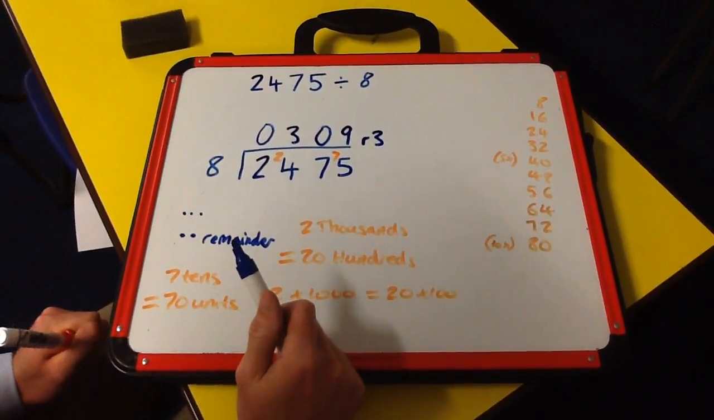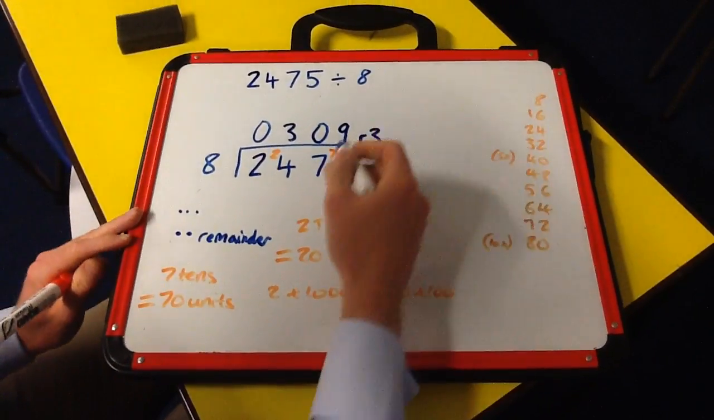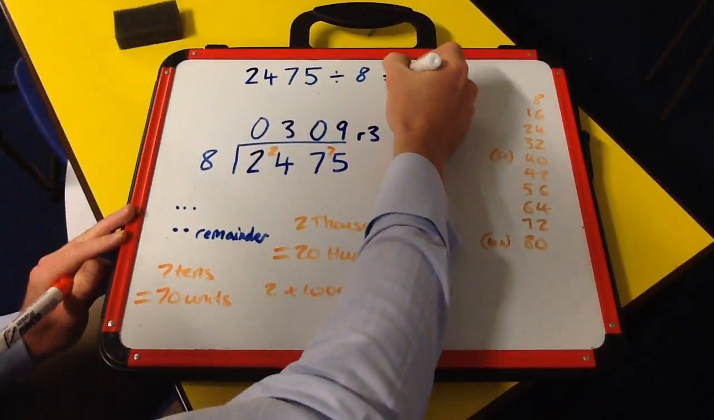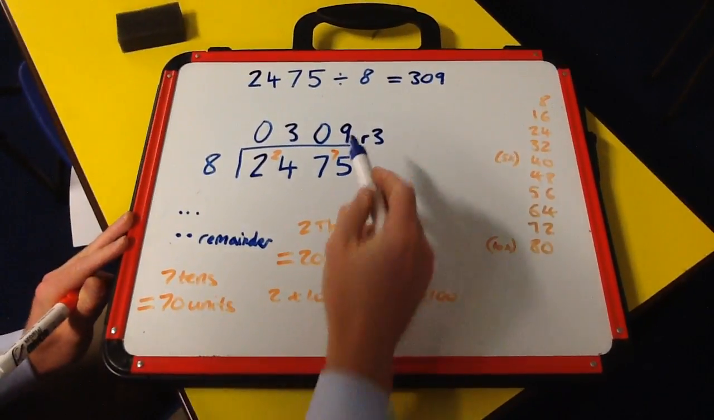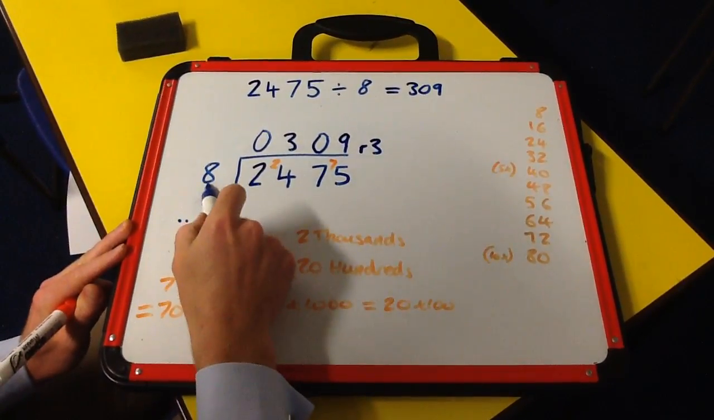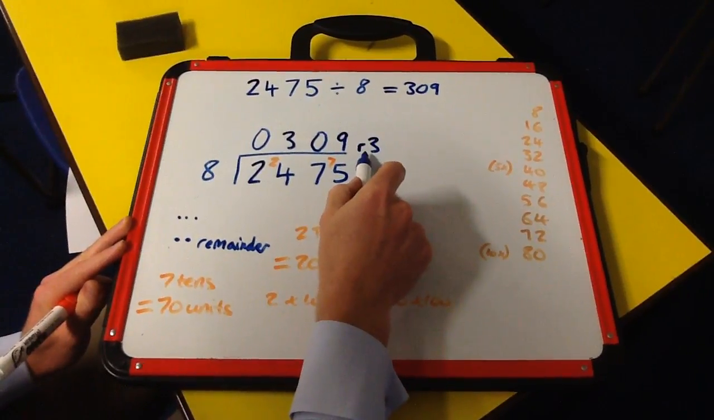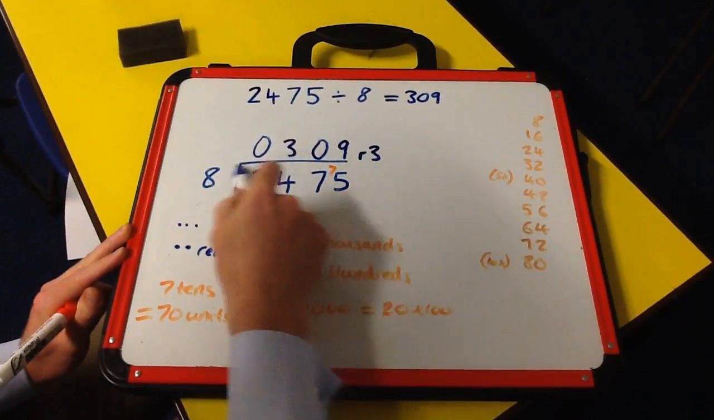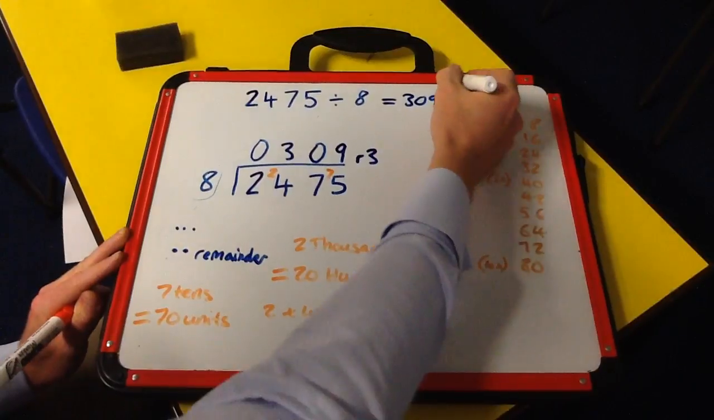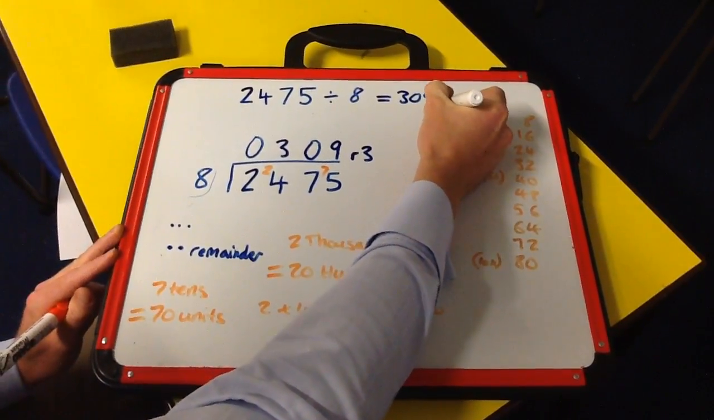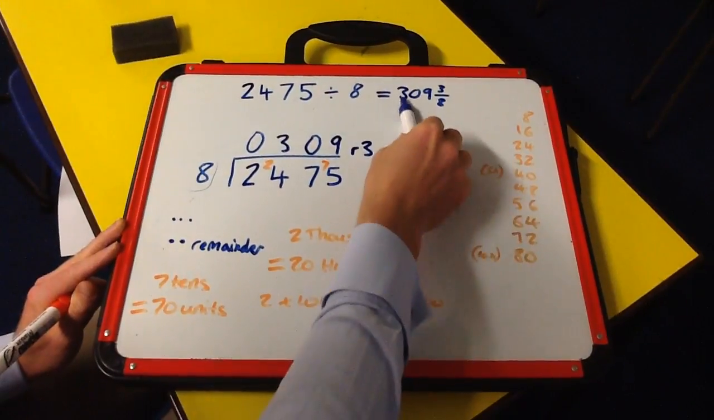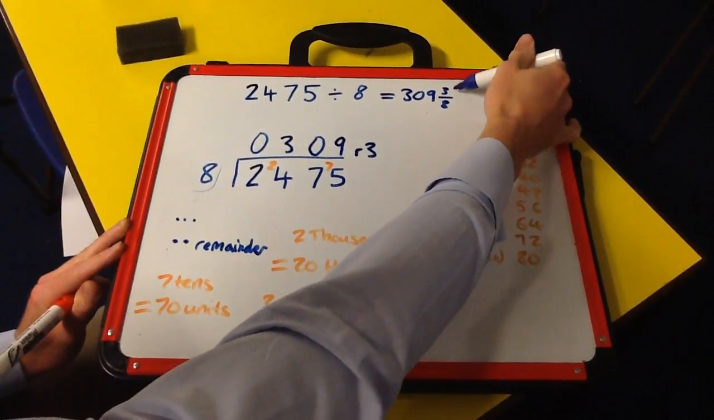but if we want an exact number we can use fractions. This is where fractions are great. And this is the same as 309 wholes, and our remainder is 3 that hasn't been divided by 8 yet. We've got 3 that needs to be divided by 8. So our answer is 309 and 3/8.